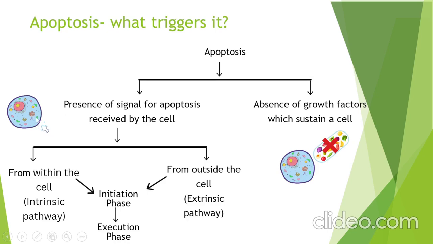Now when we come to apoptosis because of signals, it can come from within the cell, in which case we call it the intrinsic pathway because the signal is coming from within the cell, or apoptosis can happen using the extrinsic pathway because here the signal is coming from outside the cell. There are two phases in apoptosis, the initiation phase and the execution phase. The initiation phase can happen either by the intrinsic pathway or the extrinsic pathway, whereas the execution phase is a common pathway. It is very similar to what we see in coagulation, where we have an intrinsic pathway, extrinsic pathway and then a common pathway.